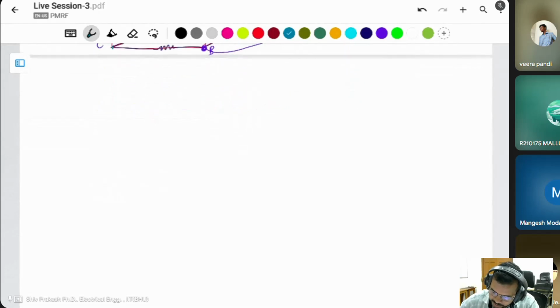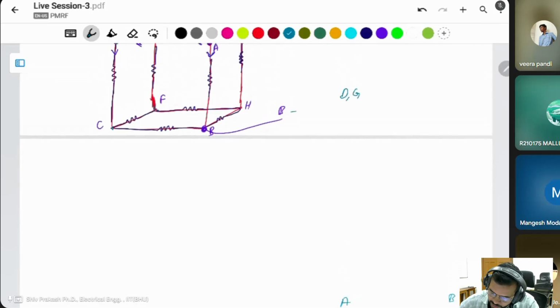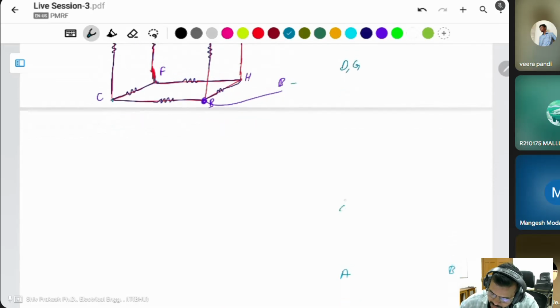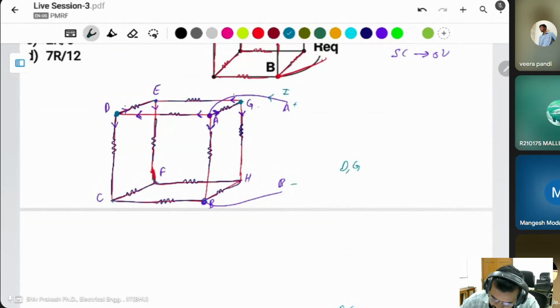There are two terminals, A and B. In these two terminals, we got this one. D and G have the same terminal. Then look at the negative point. Current is coming from here, from here, from here, and leaves from here. This current is flowing from this one, same this current flowing from this one.